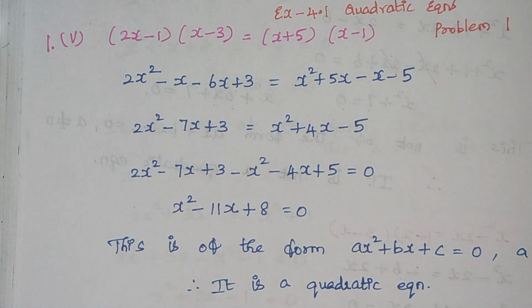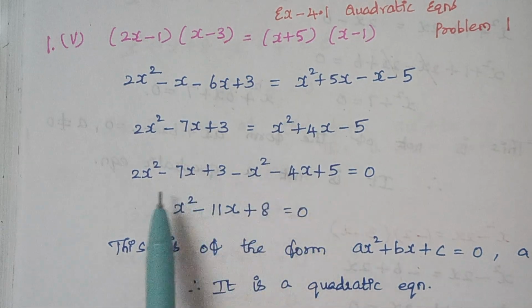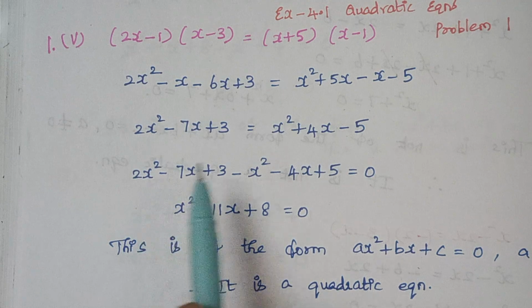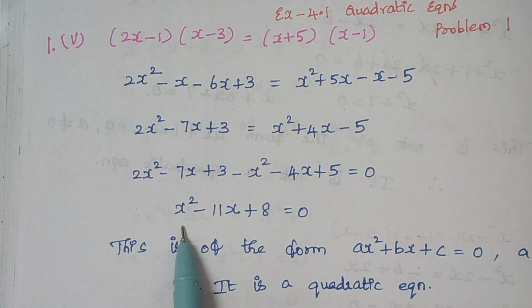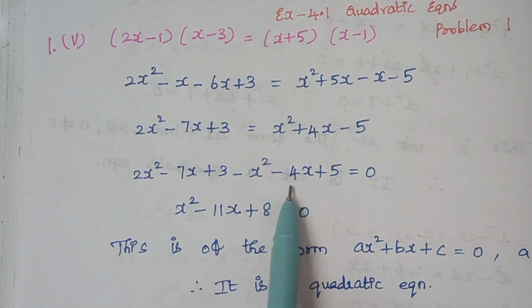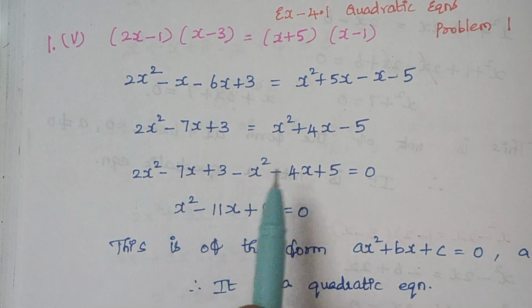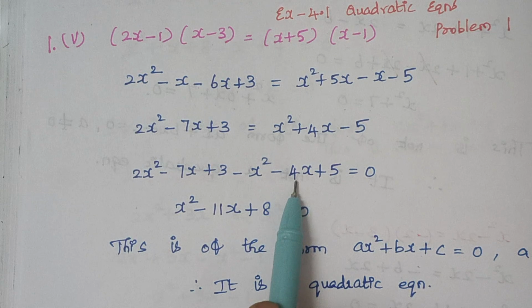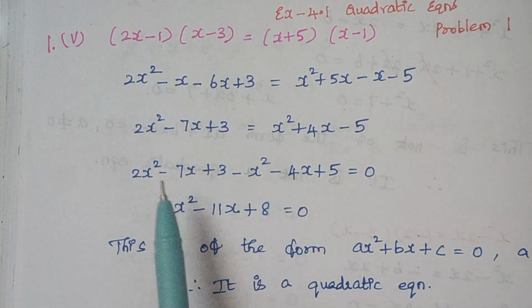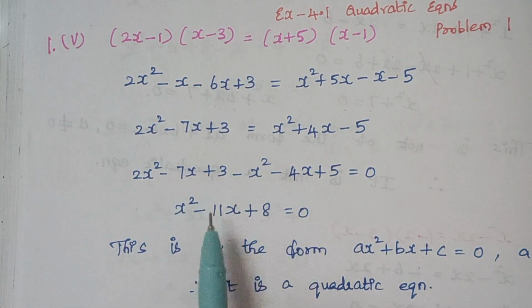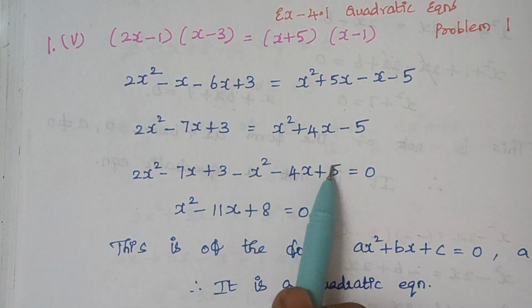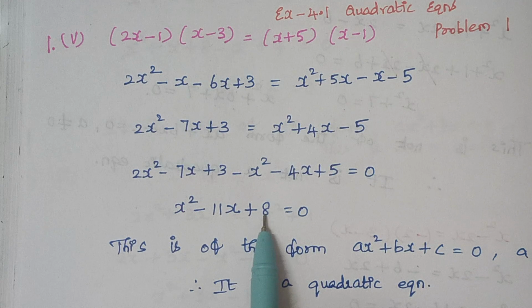Now we are going to simplify this expression. Here 2x square and here it is minus x square. So 2x square minus x square gives x square, and minus 7x minus 4x. Both the x terms have the same sign, so we have to add these two terms. 7 plus 4 is 11, and since both of them have minus sign, we keep the minus. So minus 11x. And 3 plus 5 gives you plus 8.